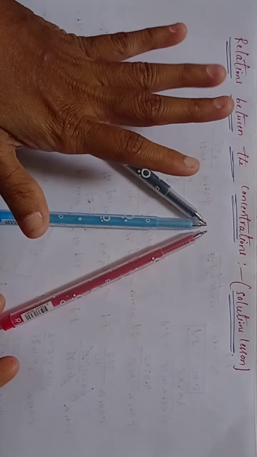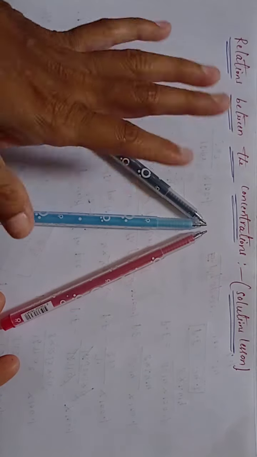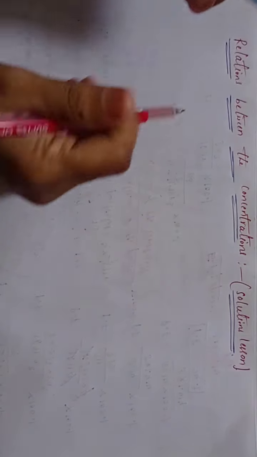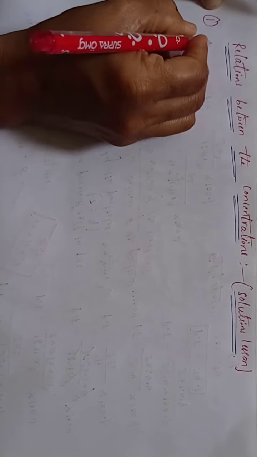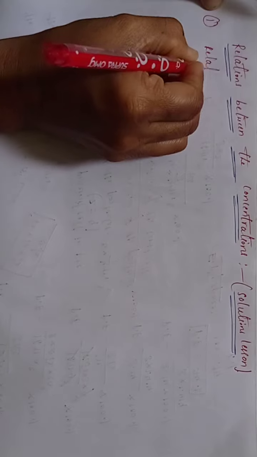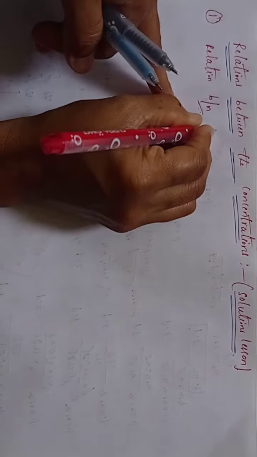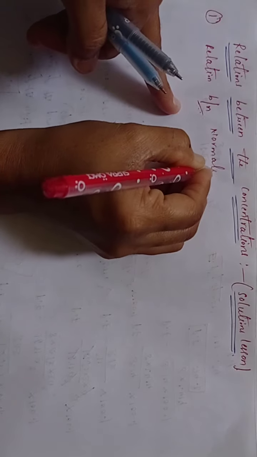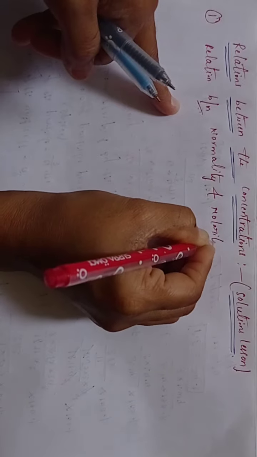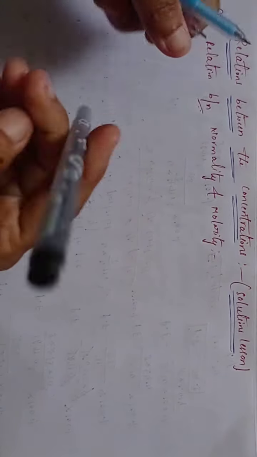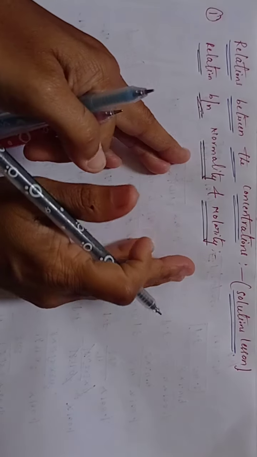First of all, the first relation, students, is between normality and molarity. What is the relation between normality and molarity? Clear this one? First relation, students: the relation between normality and molarity. So what is the relation between normality and molarity?